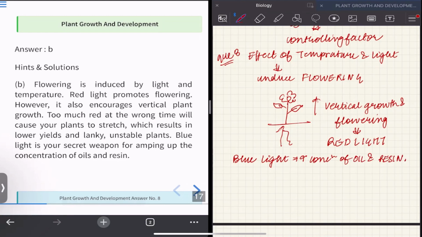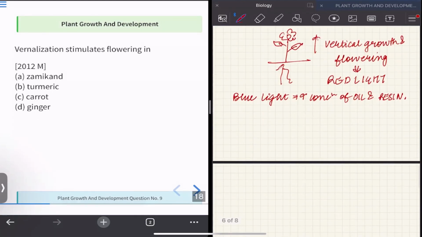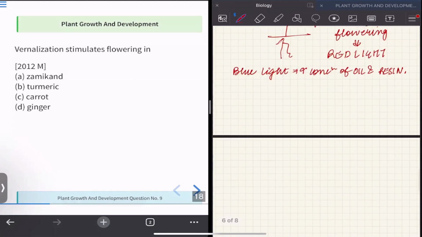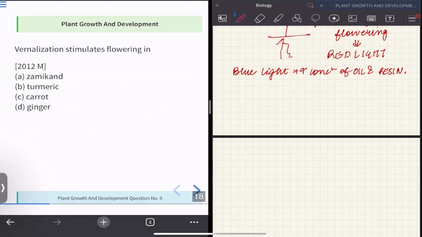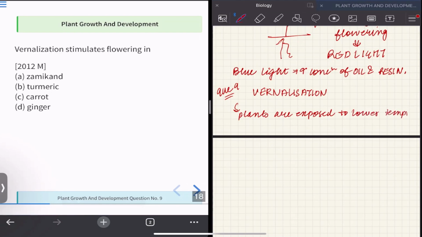Okay, moving on to the next one. Vernalization stimulates flowering in which plant? So firstly we'll study about vernalization. We have question number 9. Vernalization is a process in which plants are exposed to lower temperature, which promotes their growth and flowering. Okay, so plants are exposed to cold or lower temperature.